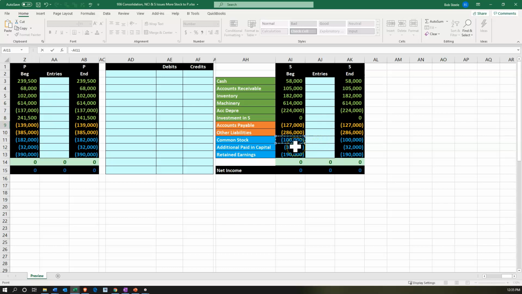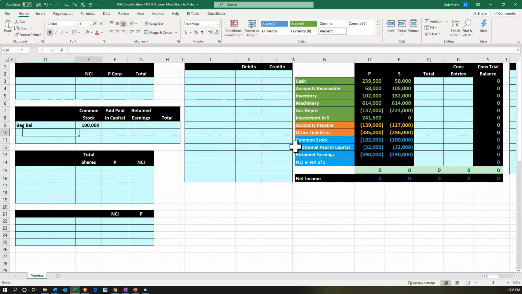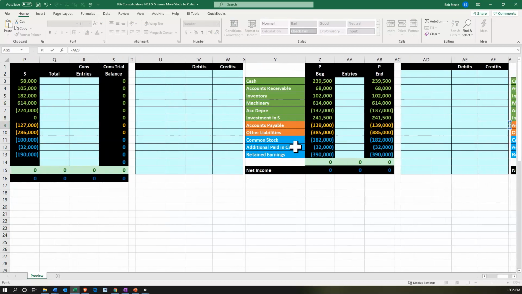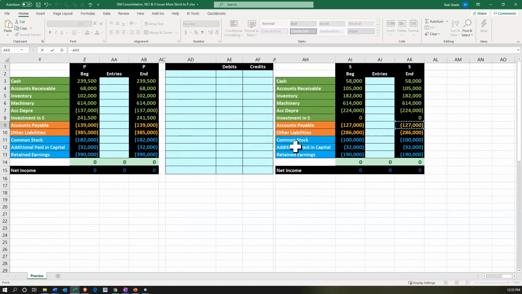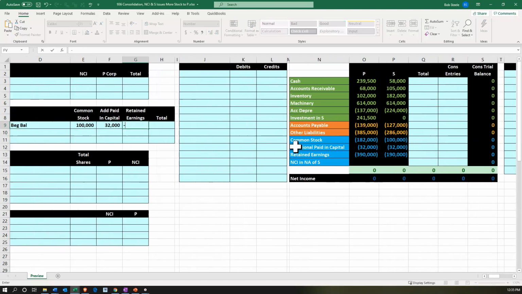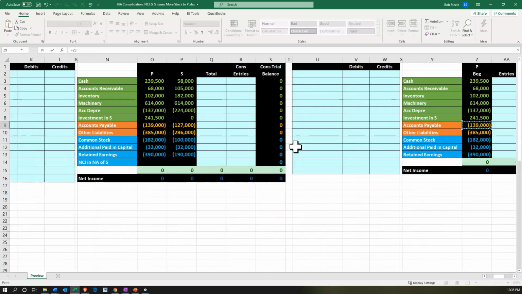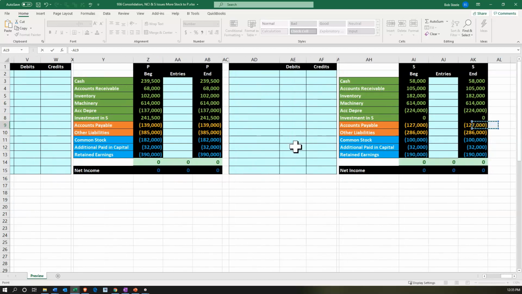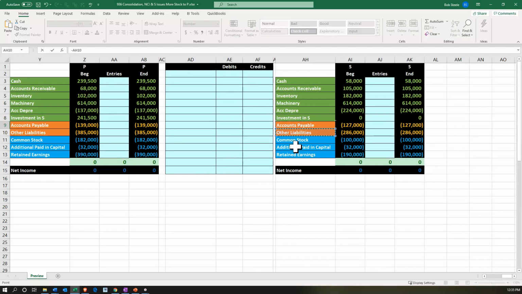So notice I'm just picking up this 100,000 from the beginning balance of S in the common stock. I'm going to do the same for the additional paid in capital, all the way over to S's books over here. We're going to be picking up the 32,000. And then I'm going to do the same for the retained earnings, all the way over here on S's books. We're going to pick up the retained earnings. So we've picked up now the three components of the equity section.